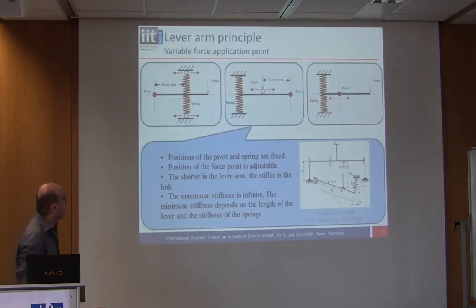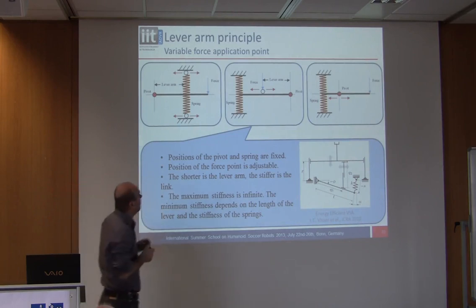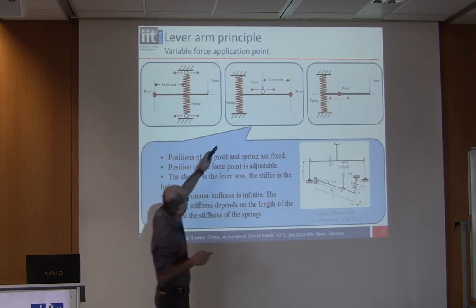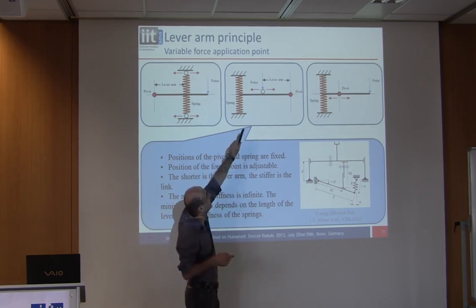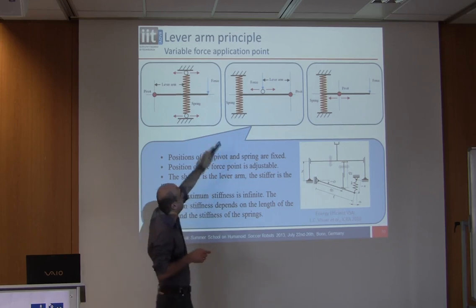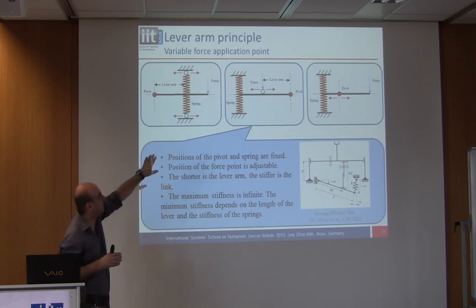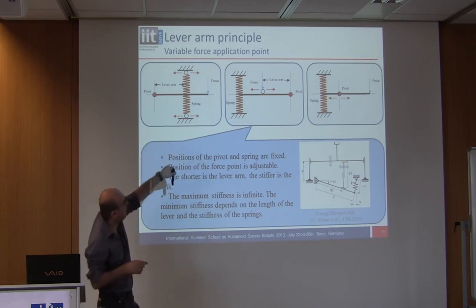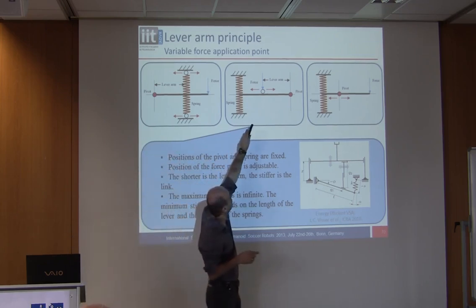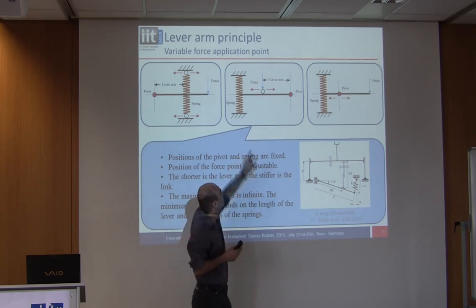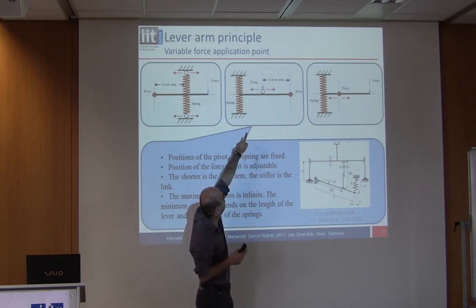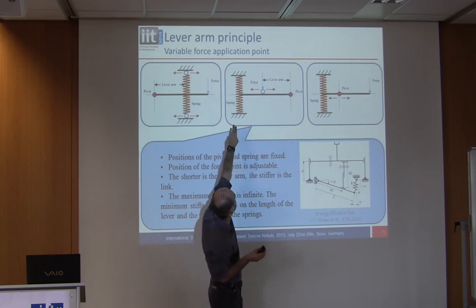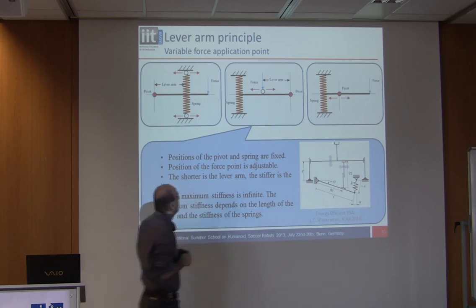Okay. So moving to the second principle using the lever arm, a different solution can be to move not the springs, but the location of the applied force. So basically the springs can be fixed to a particular position. You have a pivot point again, now on the other side, and by changing where the force is applied, you can change the stiffness. So moving this force point close to the pivot, you increase the stiffness up to the structural region. And moving towards the spring, you get a smaller value.